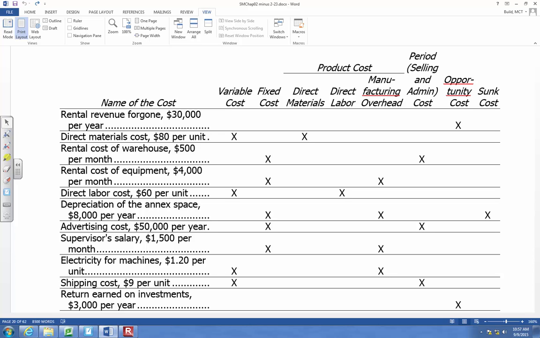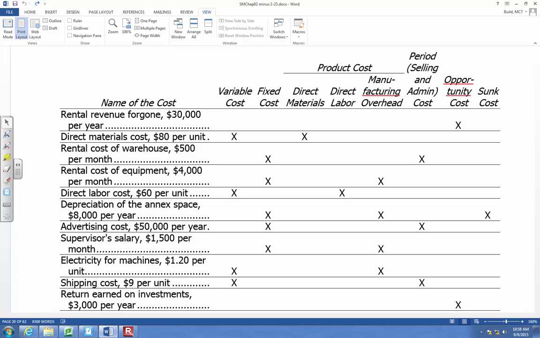Okay. Mel? Was it the advertising cost? Yes. Your advertising cost of $50,000 per year, and put a fixed cost on selling and all that. Yep. It's fixed, and it's S&A, so it goes straight to your profit and loss statement.